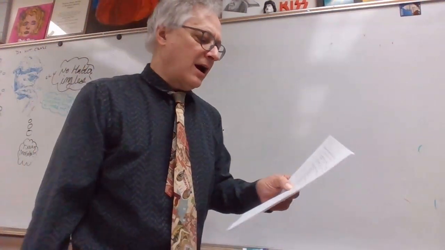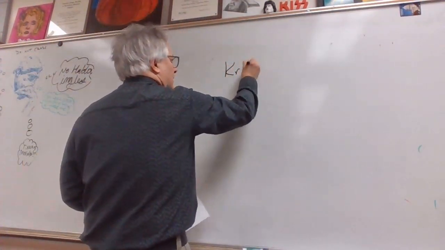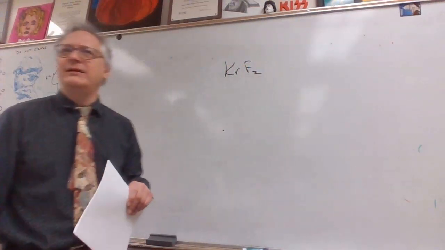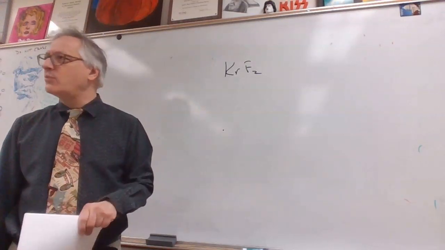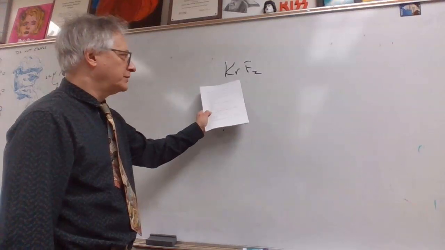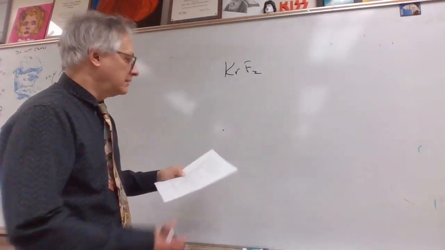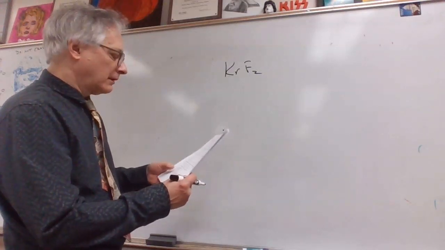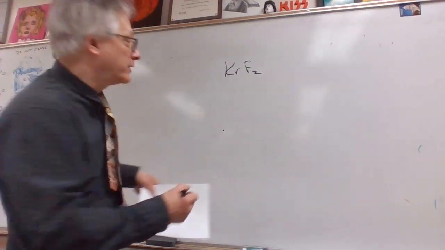Let's take a look at KrF2. Very strange. Krypton difluoride. You don't see too many krypton compounds, as a matter of fact. You usually see more xenon compounds. I'm not even sure if this one really exists. I'd have to look it up because I've never seen krypton difluoride. But let's draw a Lewis structure for it. Even if it doesn't exist, we can come up with a Lewis structure for it.